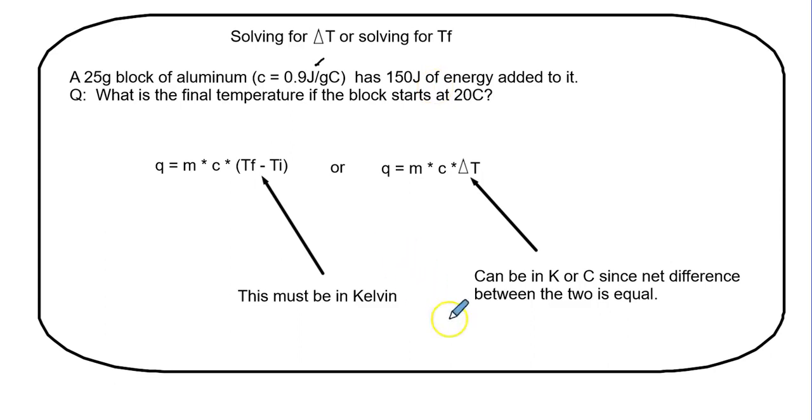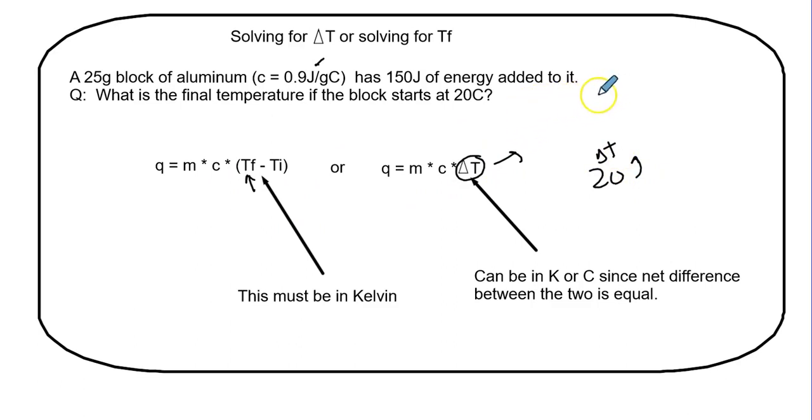Okay, so there are 2 ways you can solve this problem. One, you could literally solve for TF: plug everything in, everything's provided, just solve for TF. Or you could solve for delta T, and then just apply that to your 20. It's going to go up from 20, so just take 20 and increase it by your delta T, because it's gaining energy, so it's going to get warmer. Okay, so let's solve this way out first here.